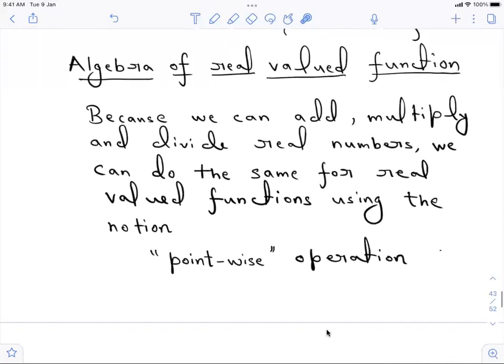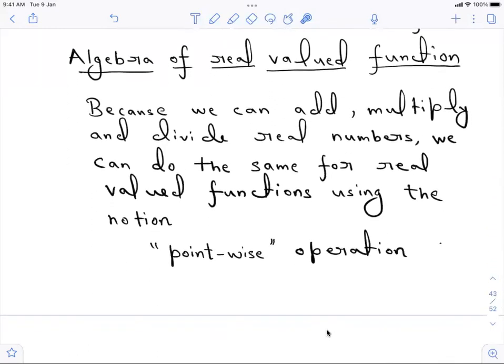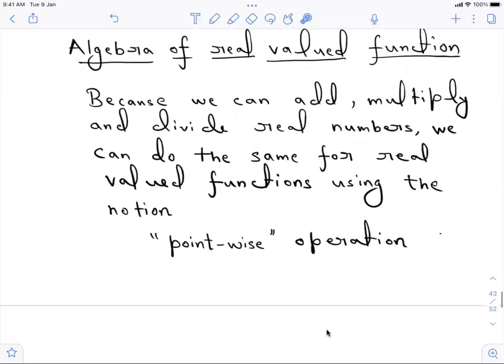So next up, we'll talk about the algebra of real valued functions. That is, once again, something you have already studied in high school. You can add, subtract, multiply, and divide real functions as if they were real numbers. That's called an algebra, having addition, multiplication, all these things.